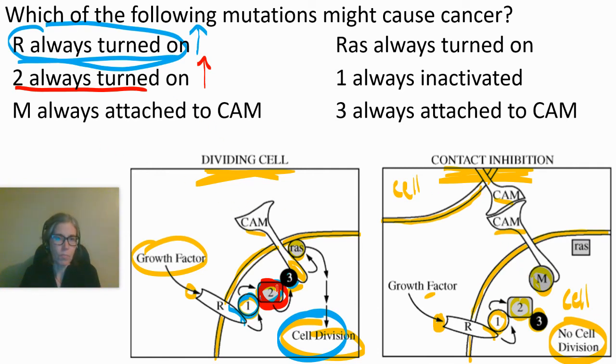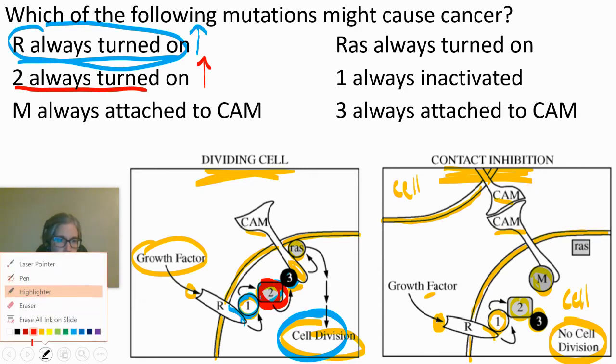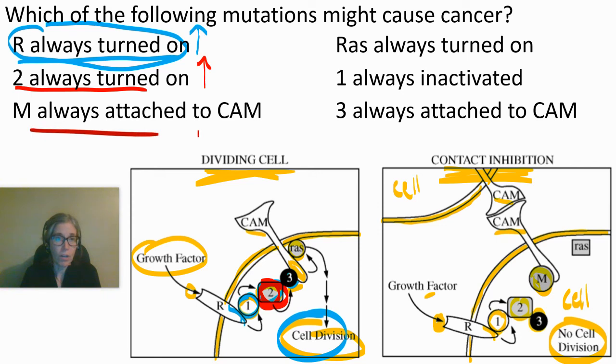Always turned on is more likely to cause cell division than if it were a normal one. Okay, let's say instead that M is always attached to CAM. If M is always attached to CAM, that actually stops cell division. So that would make it less likely that the cell would become cancerous.